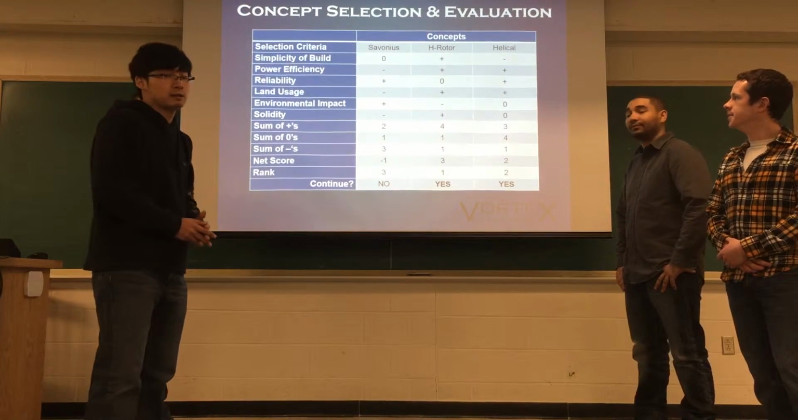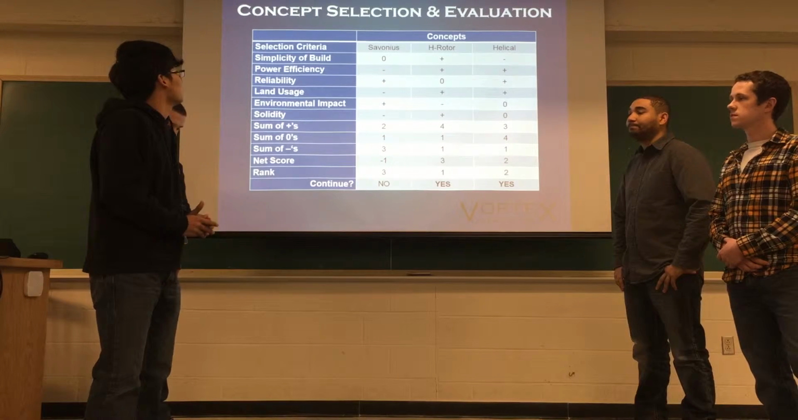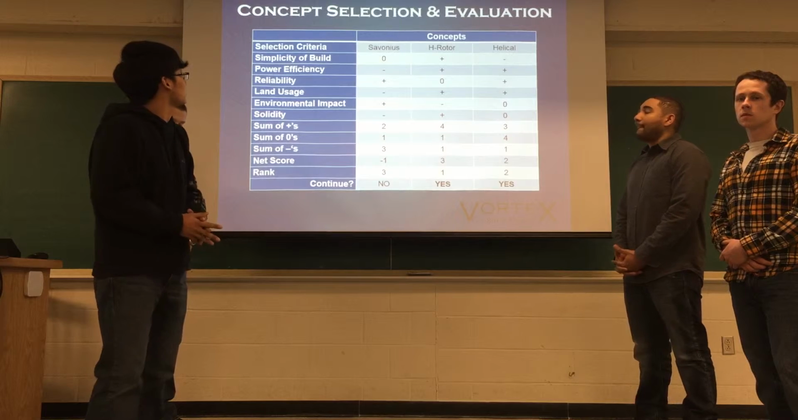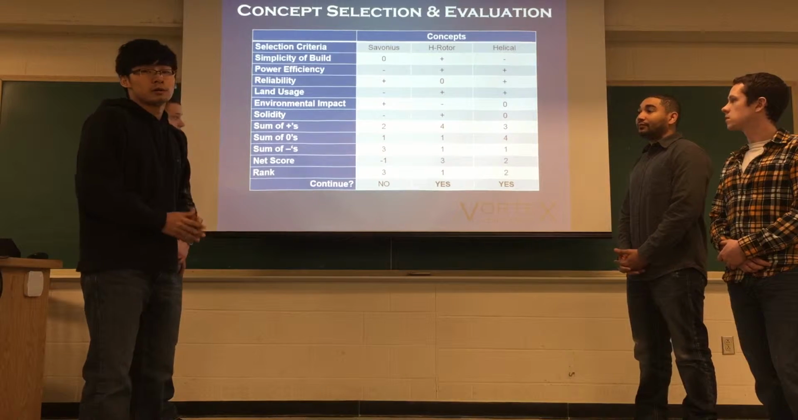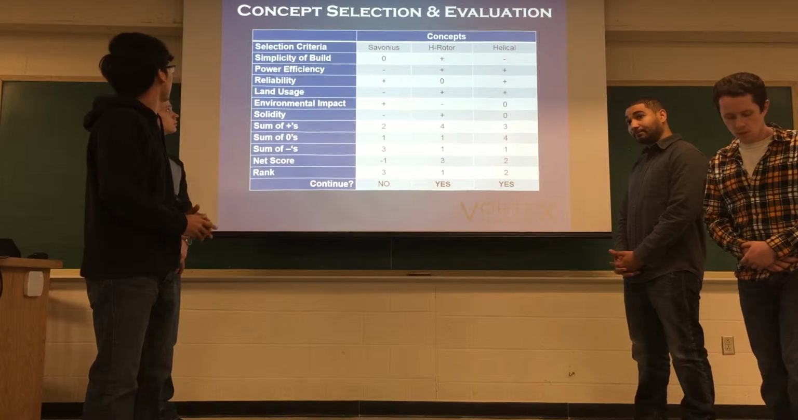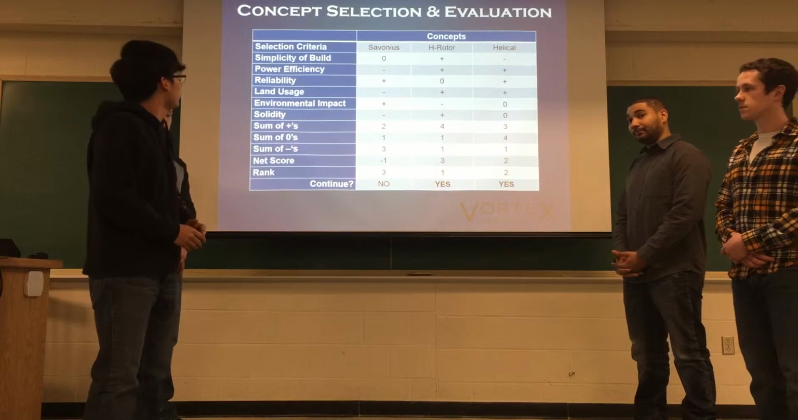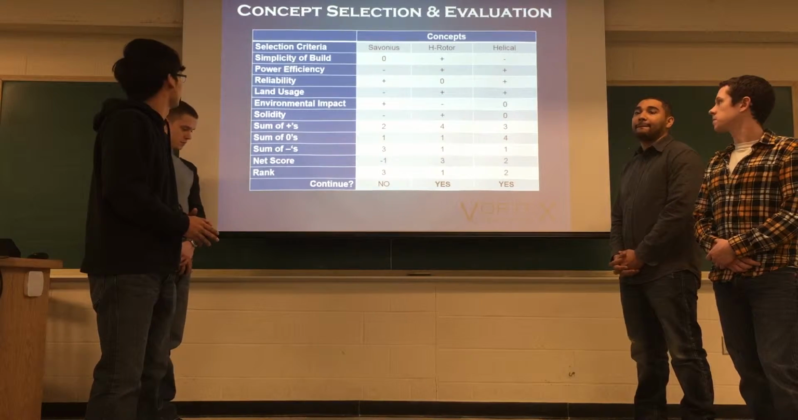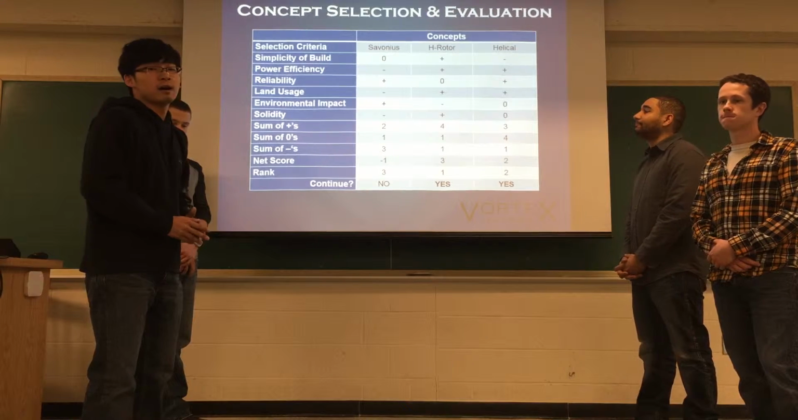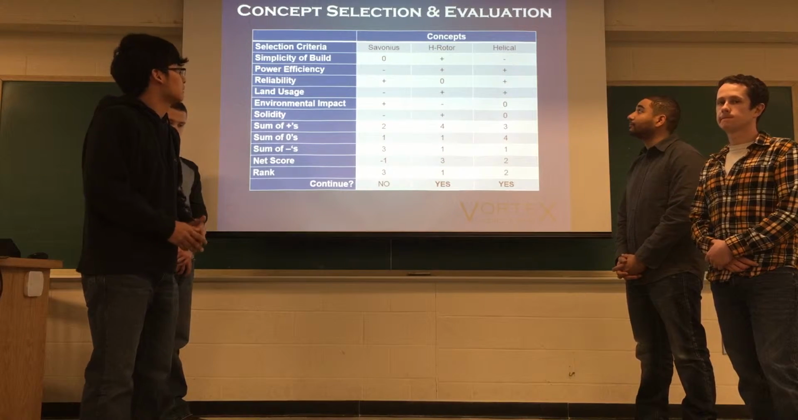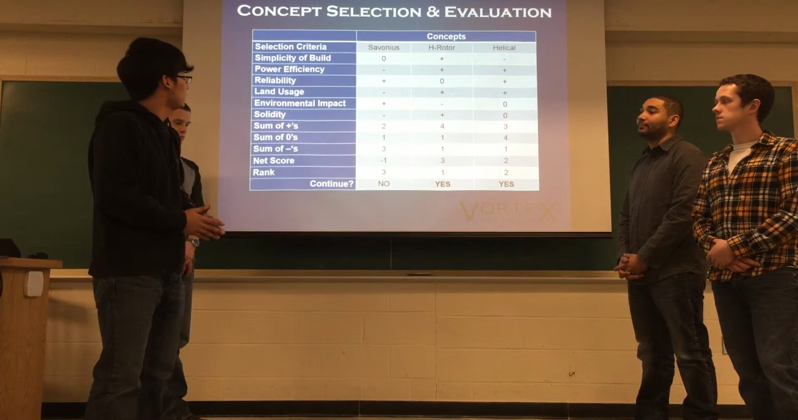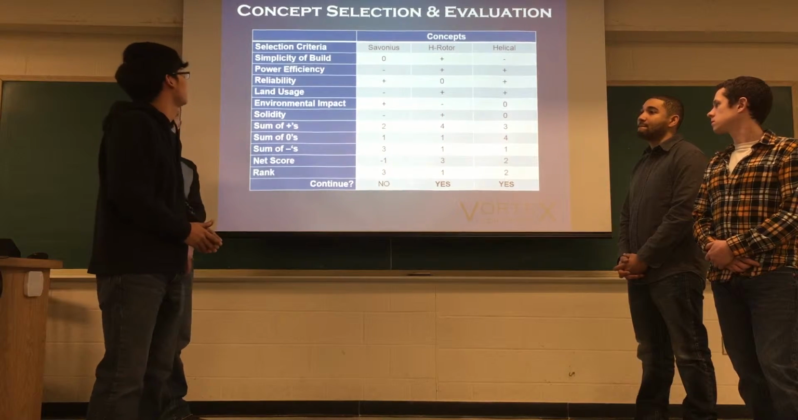For concept selection and evaluation, the concept scoring matrix was used. In total, 7 selection criteria were used. They are simplicity of build, power efficiency, reliability, land usage, environmental impact, and solidity. Each design concept has its own positive and negative attributes. As a result, concepts B and C were proceeded for further evaluation.